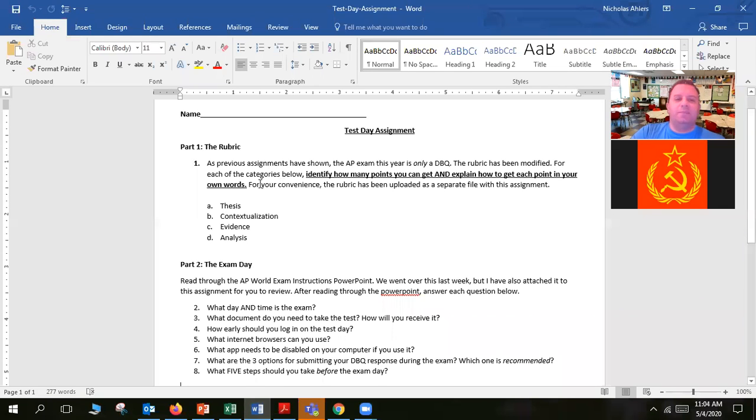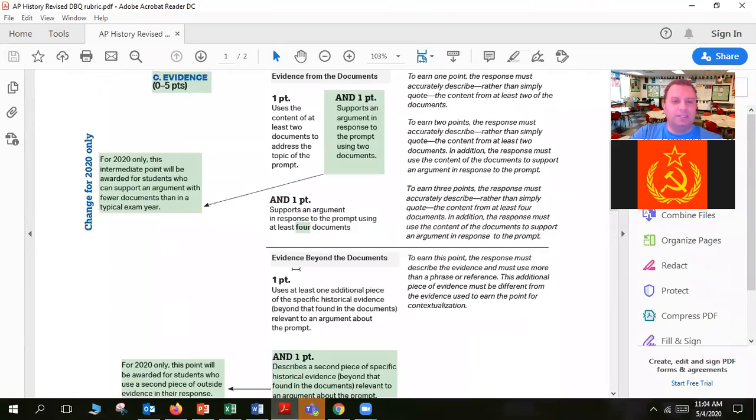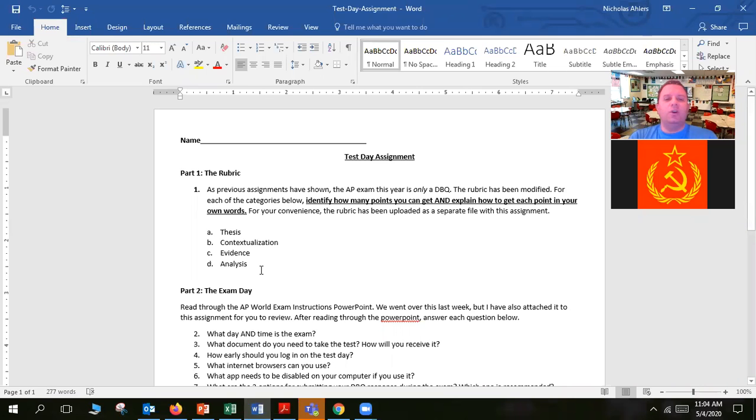Okay, now for this assignment, you're going to be going through and looking at the test day experience. So for the first thing, you're going to look at the rubric again, which I uploaded, which you should have seen before at this point. The rubric looks like this. What we're asking you to do for the first part is to look over each of these 4 sections, the thesis, contextualization, evidence, and analysis, and then tell me first, very quickly, how many points each of those sections is worth, and then in a brief sentence or 2, tell me what you need to do to earn the point for each of those 4 areas, okay?